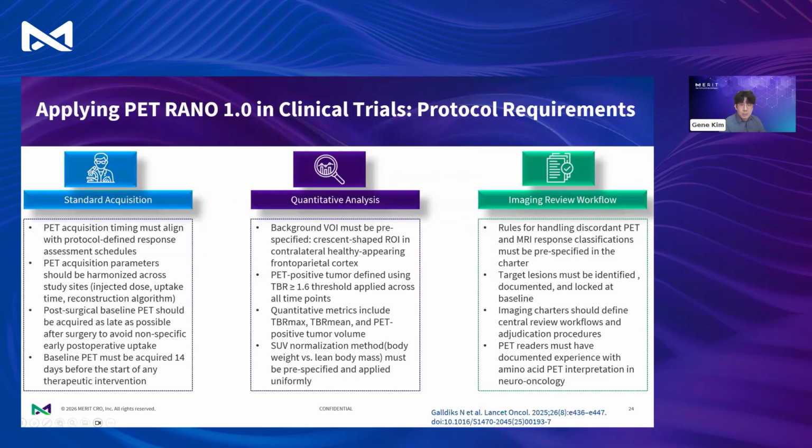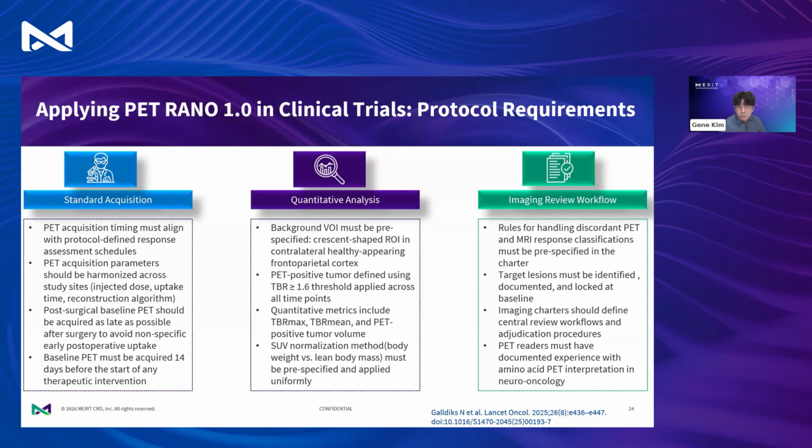And this is really the operational core of using PET RANO 1.0 in a study. There are three major components here. First is the standard acquisition: timing, injected dose, uptake period, and reconstruction all need to be harmonized across the sites. Second is the quantitative analysis: the background, volume of interest, thresholding approach, and normalization method need to be pre-specified.